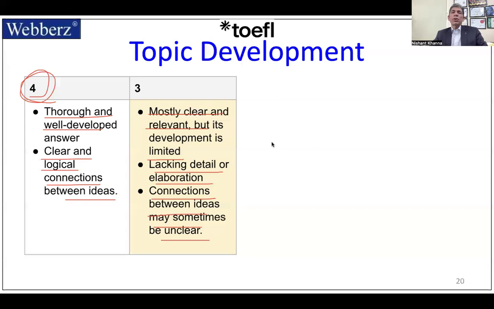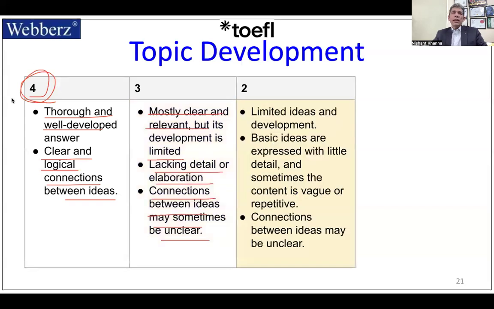So let's talk about 2. In this case, the ideas are limited. Basic ideas are expressed with little detail, and sometimes the content is very vague and repetitive. The content is very vague and repetitive in this case. Connections between ideas may be unclear.